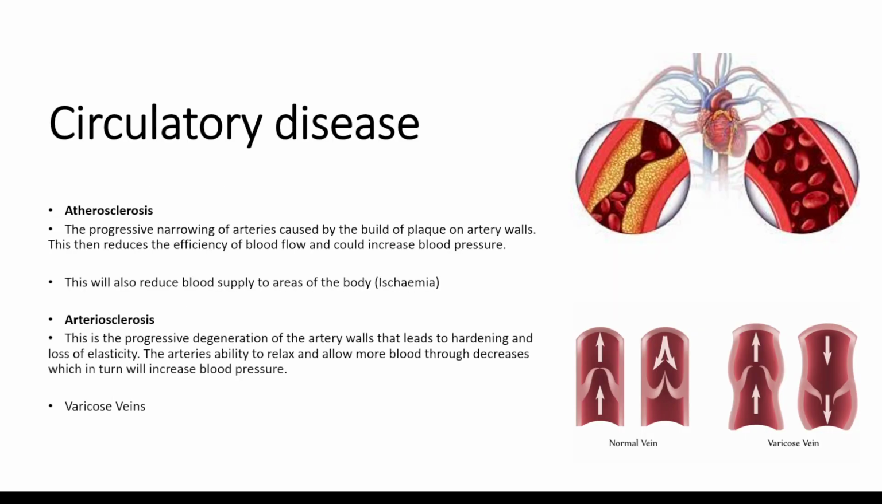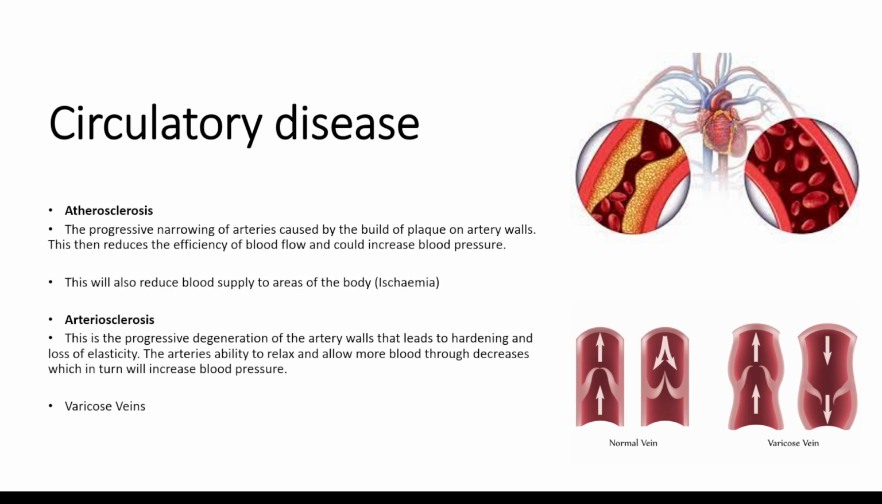Okay, so looking at some circulatory diseases here, we have something called atherosclerosis. And then underneath you've got arteriosclerosis. To go over these, atherosclerosis, as it says there, is a progressive narrowing of arteries caused by a buildup of plaque inside the arteries. So this is pretty much down to bad lifestyle. They're constantly eating high fatty foods, they're not exercising, and plaque is building up. You can see on that image, the plaque has built up.